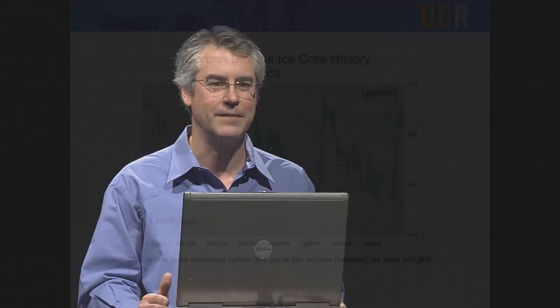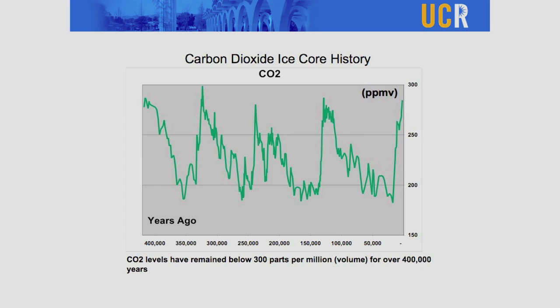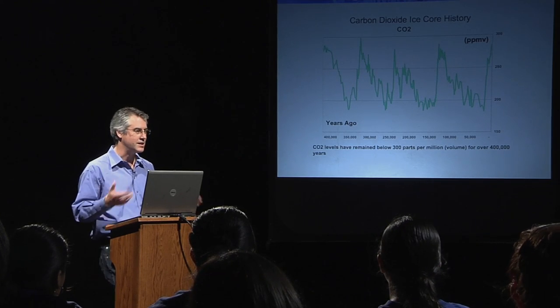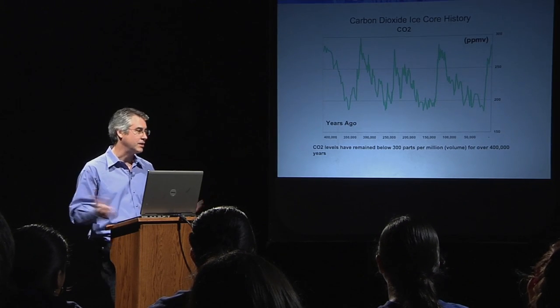If we look farther back in history, about 400,000 years, what we see is that the CO2 concentration of the Earth has fluctuated. Okay, it's gone up and down, but in recent history, it hasn't gone above 300 ppm, and we're approaching 400 ppm now. So it's really clear that anthropogenic activities, the activities of humans, the things that we do, are actually affecting our atmosphere.